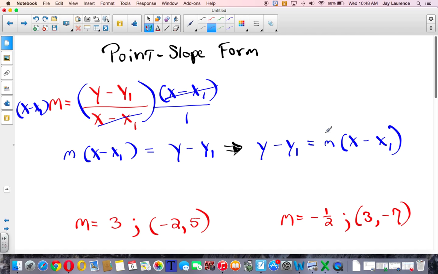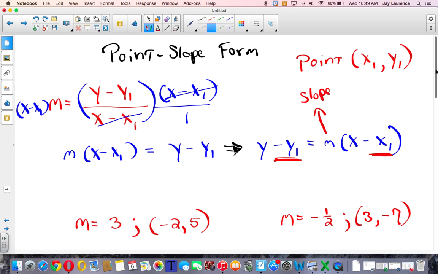Now the cool thing is, this here is the slope, just like in slope-intercept form. And there's also a point hidden in this equation. The point occurs at x sub 1, y sub 1. And you notice that the coordinates change signs. My x sub 1 here is negative, there it's positive. My y sub 1 here is negative, here it's positive.